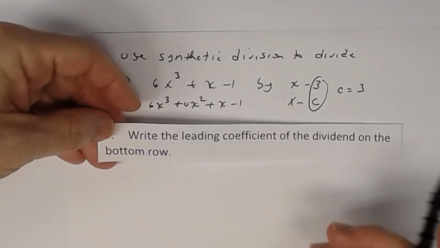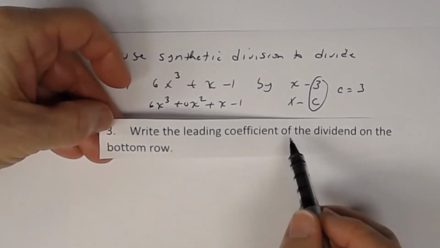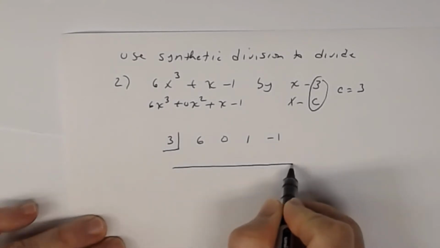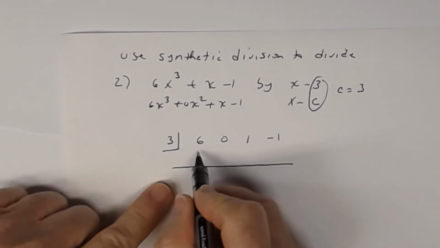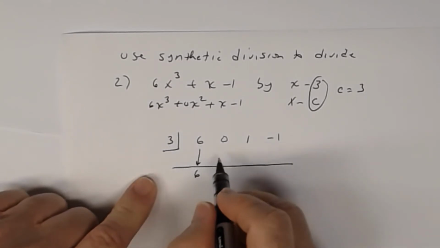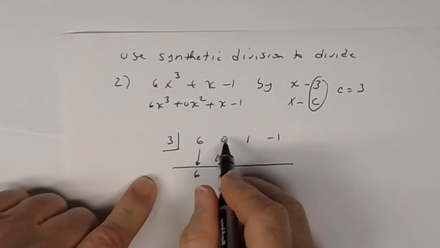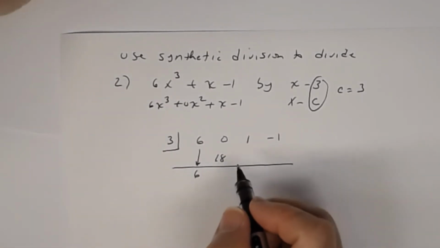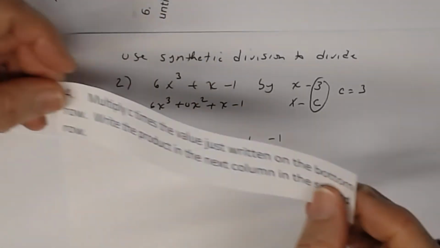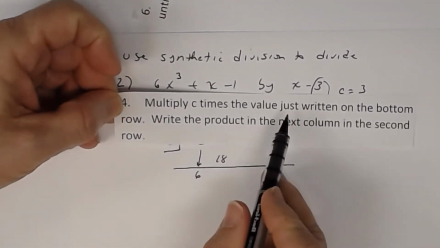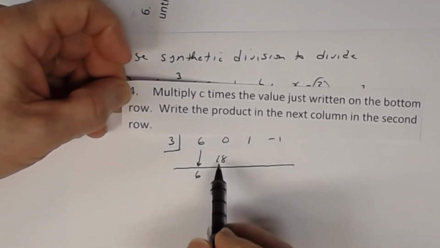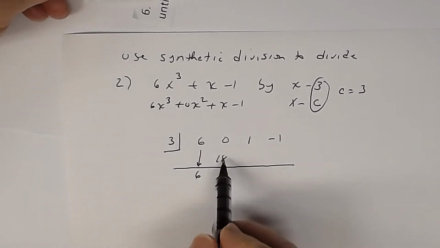Step 3 says write the leading coefficient of the dividend on the bottom row. So don't forget to put that little horizontal line here. So you can bring down that 6 right below this, and then you're going to multiply. The next step would be to multiply C times the value just written. So 3 times 6, and then you're going to write that product in the next column. So 3 times 6 is 18.